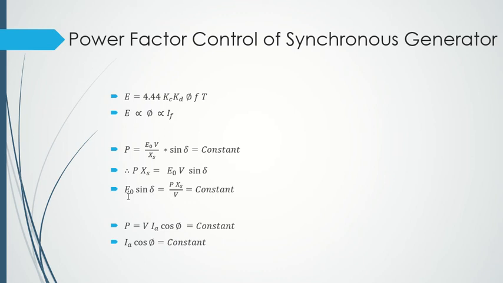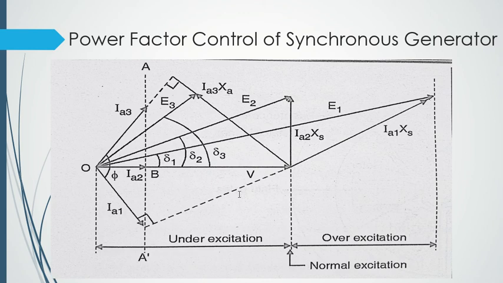So if my E0 is 4 and sine delta is 0.5, then the multiplication will be 2. If my E0 becomes 2, then sine delta will become 1. So 2 into 1 will again be equal to 2, right? So the multiplication of both of them will remain constant. Remember that. And we will represent this with the help of a figure, this phasor diagram which I'm going to show you. Now let's come to the phasor diagram.